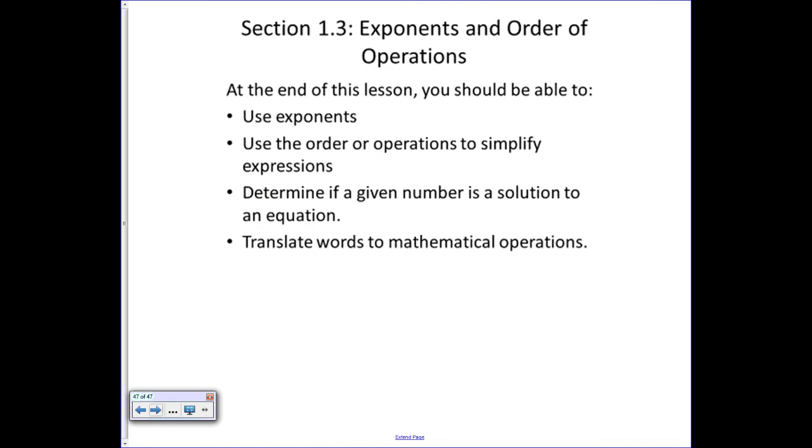So at the end of this lesson, you should be able to use exponents, use the order of operations to simplify expressions, determine if a given number is a solution to an equation, and translate words into mathematical operations.